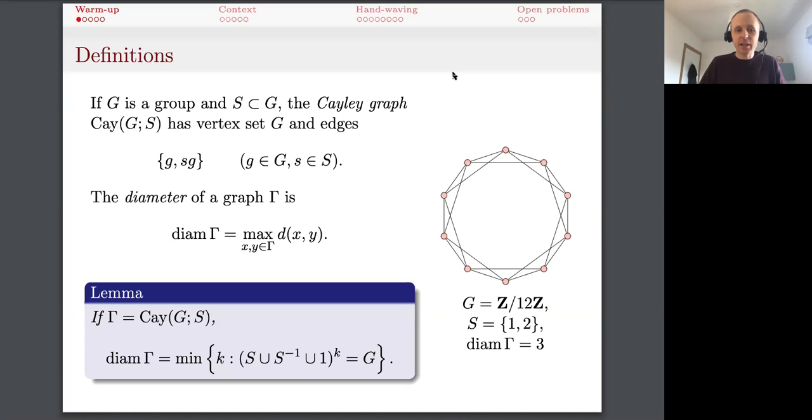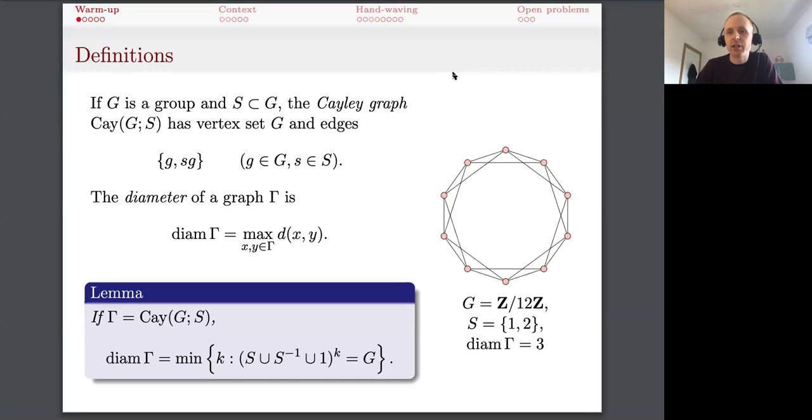Okay, so here's a basic lemma. Cayley graphs are totally symmetric, so if I'm asking for the worst distance, I may as well fix one of them to be the identity. Then the diameter is just the smallest integer k such that any element in my group can be written as a word of length at most k in my generators. So this is an easier way of thinking about diameter in the case of Cayley graphs. It's just how long does it take my generators to cover my group.